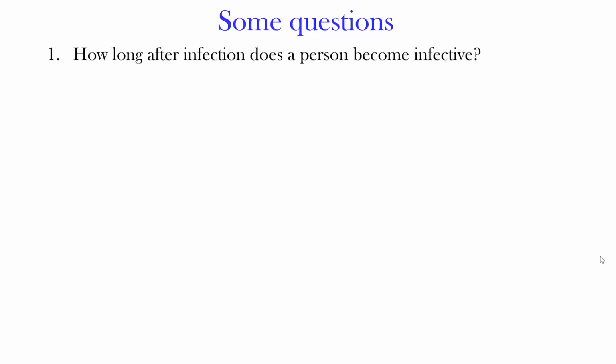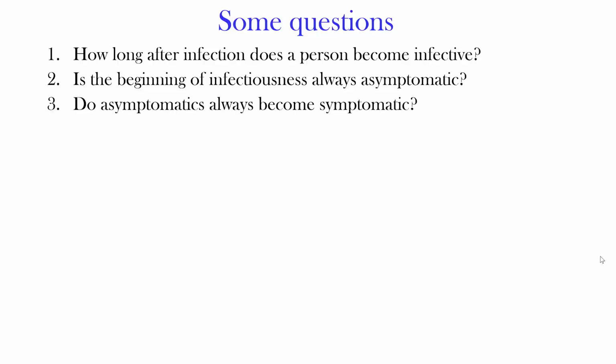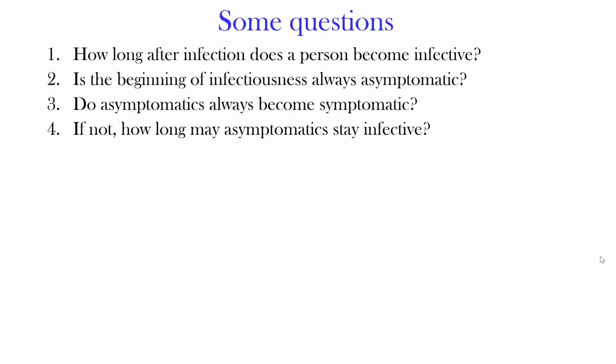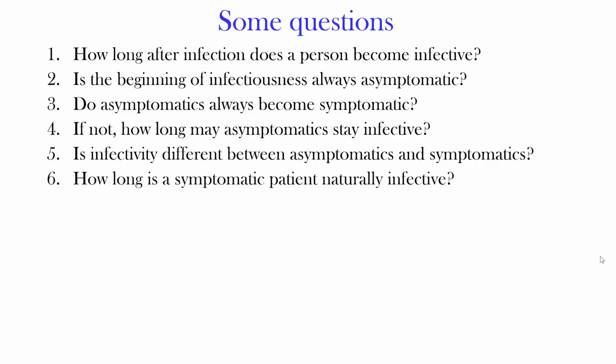How long after infection does a person become infective? Is the beginning of infections always asymptomatic, or can you go directly to symptomatic? Do asymptomatics always become symptomatic, or can you have the disease and recover and not ever be symptomatic, which seems to be the case? If not, then how long are you infective as an asymptomatic, if you even are? Is the infectivity different between asymptomatics and symptomatics? Do I get a worse disease if I'm infected by a symptomatic person, or vice versa? Who knows? How long is a symptomatic patient naturally infective?